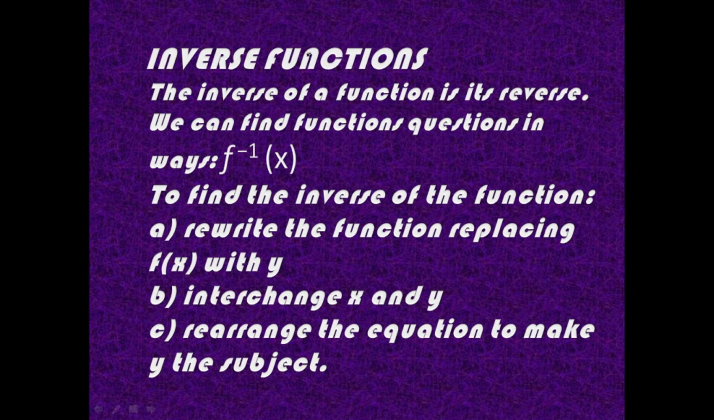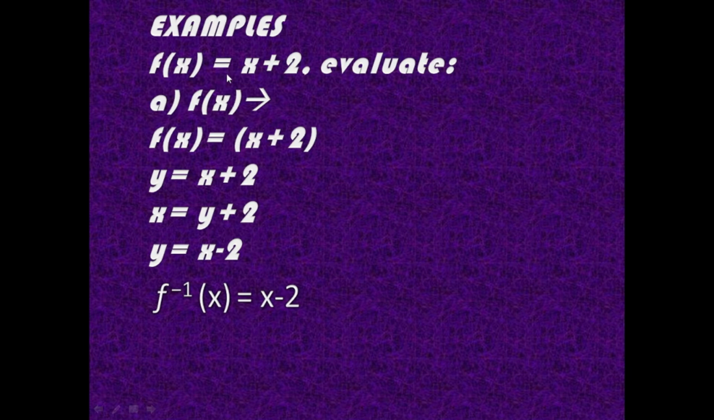That is the inverse function. In an inverse function, you're just reversing the function, then you're finding the inverse of the function. How? By rewriting the function, replacing f of x with y, and then interchanging x and y, the positions of them, then rearranging the equation to make y the subject. Simple? Very good.